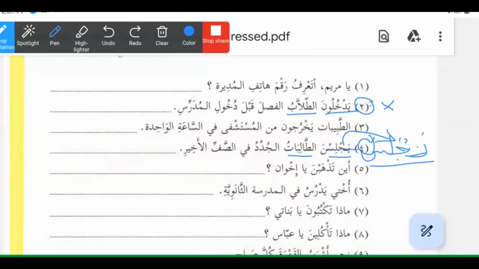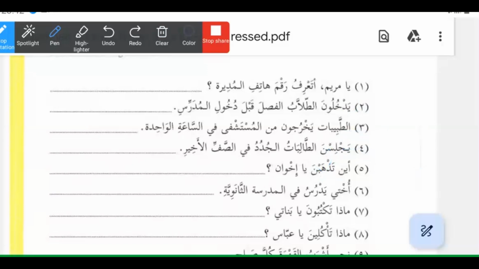That will be correct. Aina tazhabna ya ikhwan? Again wrong. We cannot say this to ikhwan, it's a male group. Tazhabna will not come, it will come as aina tazhabuna. Aina tazhabuna ya ikhwan? Oh brothers, where will you go, or where are you going, oh brothers? Aina tazhabuna.